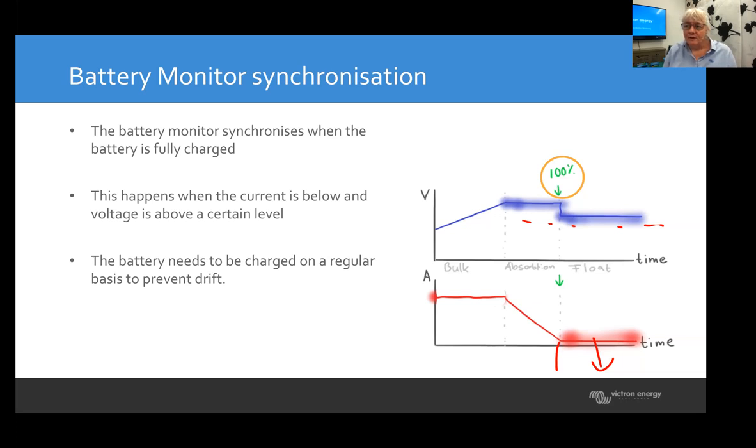So it's good practice, if you have a solar system, especially in winter when you might not get a lot of sun, to at least once every two weeks run the generator and get your batteries to go to float, so the meter synchronizes. Also, when you install a system, after installing, charge up the batteries fully. You start fresh, basically. Start with a full set and then go from there.